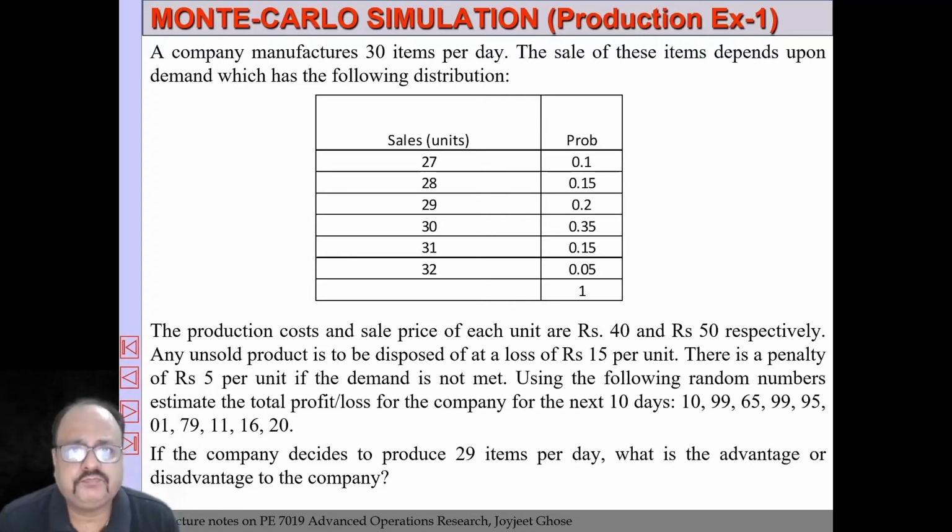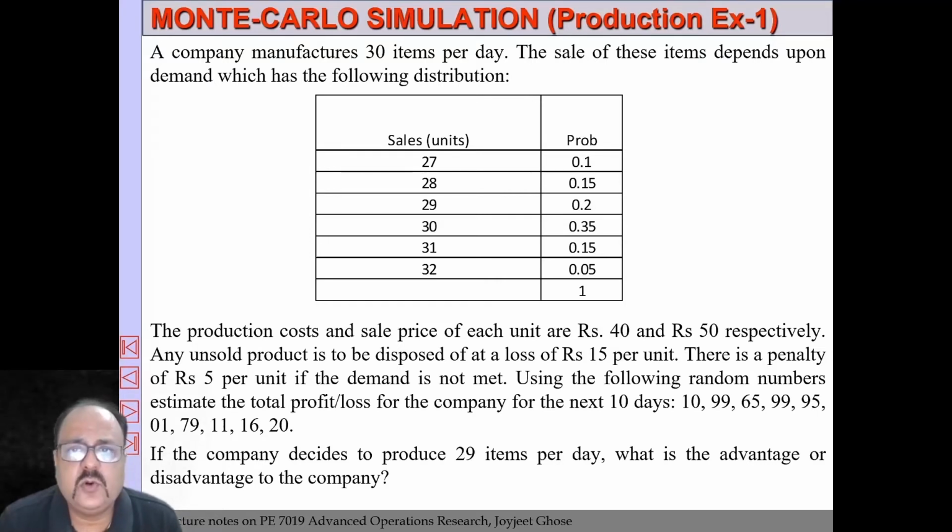You will learn how to apply Monte Carlo Simulations in various business decision making procedure. So in this particular problem, there is a manufacturer who manufactures 30 items per day and the probability of selling is given here in the table. 27 units is 10%, 28 units is 15%, 30 units is 35%, and 32 units is 0.5%. Likewise, total probability is 100% here.